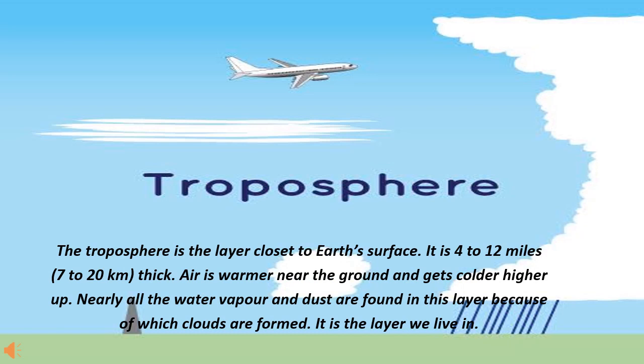Troposphere. The troposphere is the layer closest to Earth's surface. It is 4 to 12 miles, 7 to 20 km thick. Air is warmer near the ground and gets colder higher up. Nearly all the water vapor and dust are found in this layer, because of which clouds are formed. It is the layer we live in.